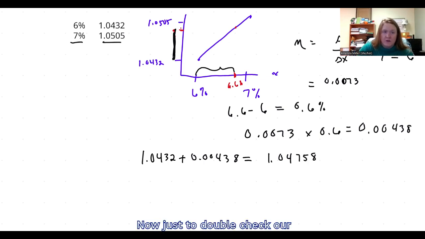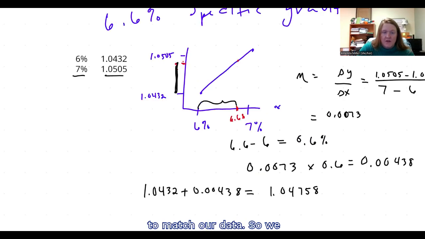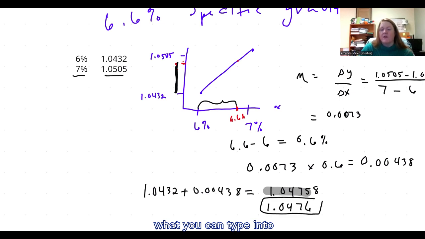Now, just to double check our significant digits here, which we want to match our data. So we had 5 significant figures, 4 decimal places, but 5 significant figures. And so my very final answer for 6.6% is going to be 1.0475, but I've got to round, okay, because the next digit is bigger than 5. So we would round to 1.0476. And that's what you can type into the Excel file under specific gravity for your 6.6% solution.